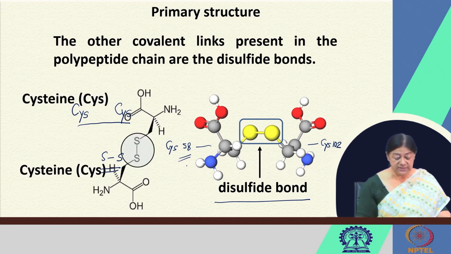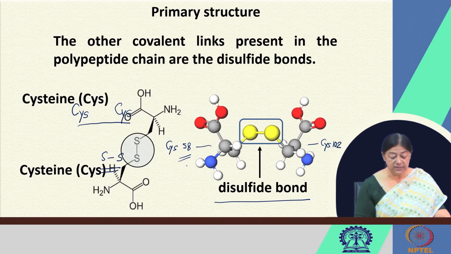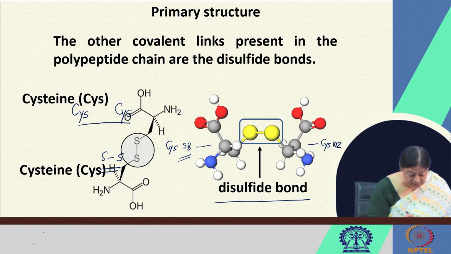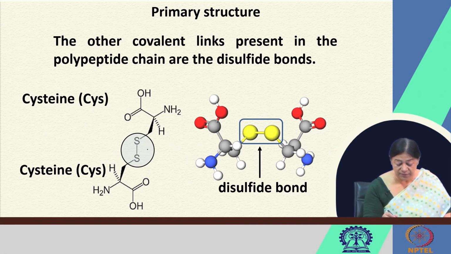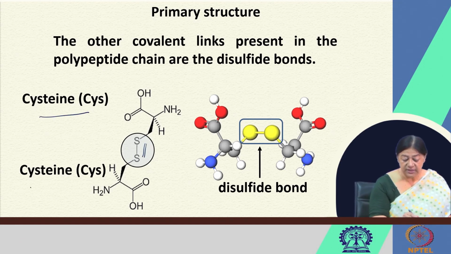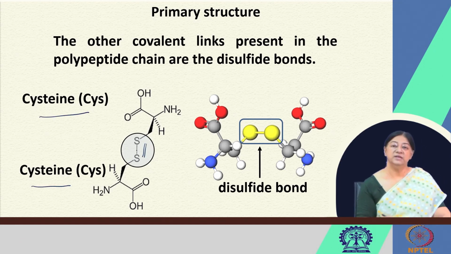So, here is the cysteine that I was talking of, and we look at this. This is where we have the formation of the disulfide, 2 cysteines coming together forming a disulfide linkage, a covalent linkage.